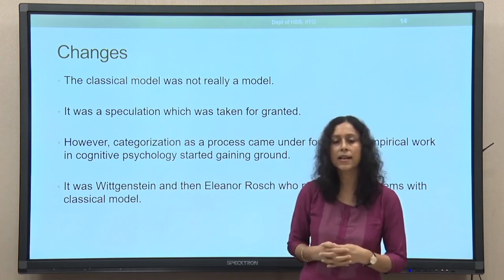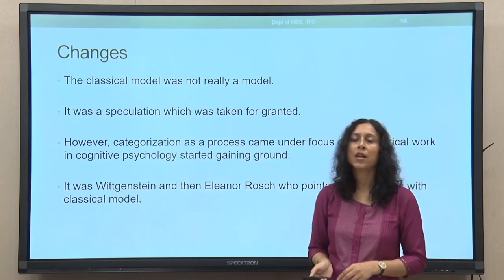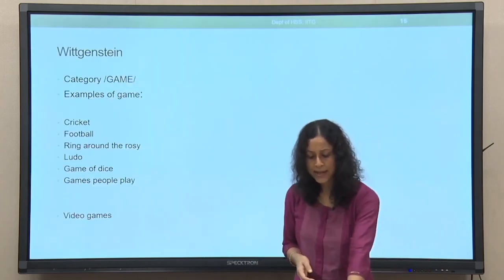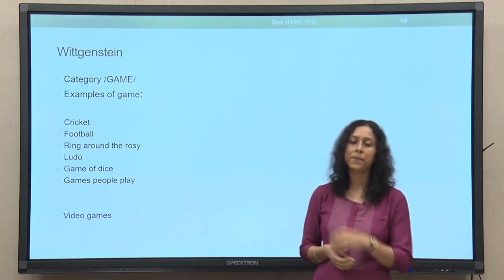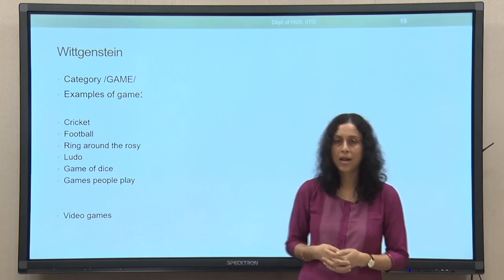So, it was Wittgenstein again and then Eleanor Rosch who pointed out the problems with the classical model. Wittgenstein was the first one to literally puncture a hole in the classical theory. His famous example is that of a game. What is a game? How do you define a game?